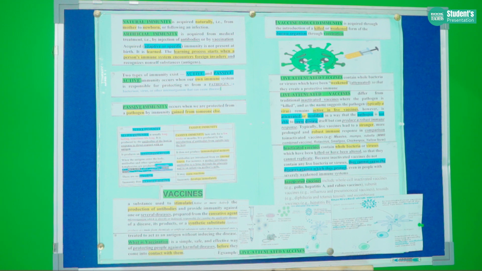Some examples are given over there, that is rotavirus, smallpox, chickenpox. Next we'll see the inactivated vaccine, which contains whole bacteria or virus that have been killed or altered, so they cannot replicate, because inactivated vaccines do not contain any live bacteria or virus. They cannot cause the disease against which they protect. Even in people with severely weakened immune systems, we can go with the inactivated vaccine.